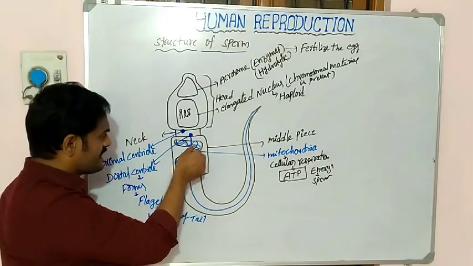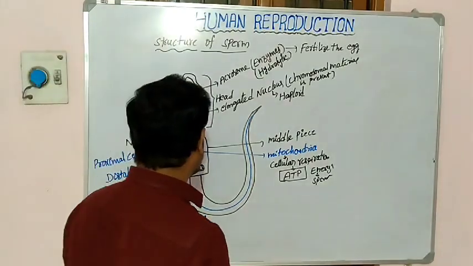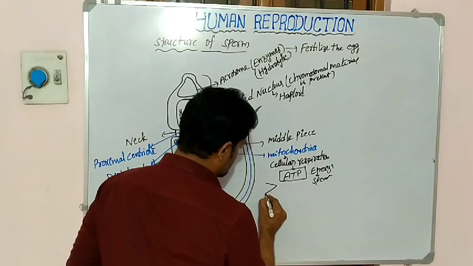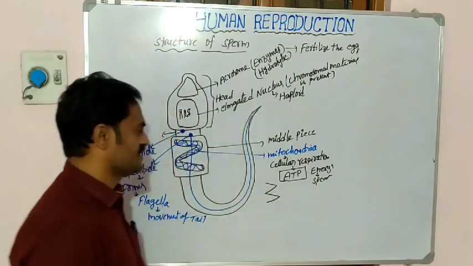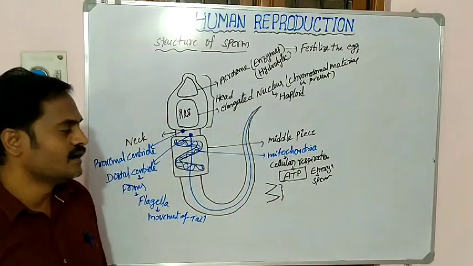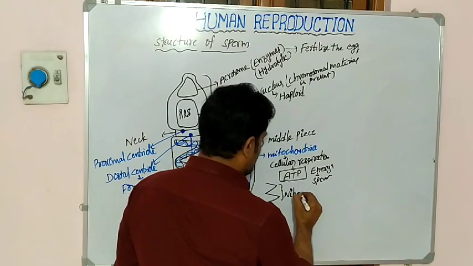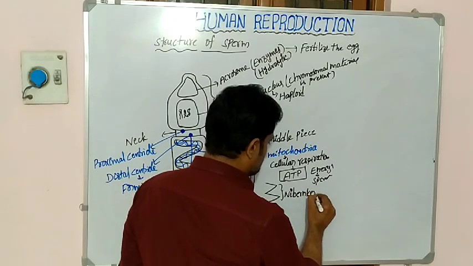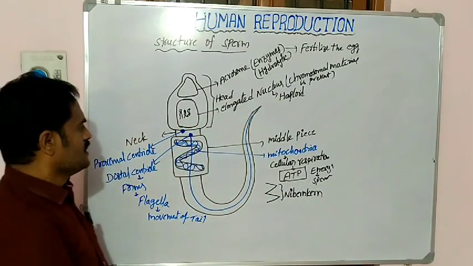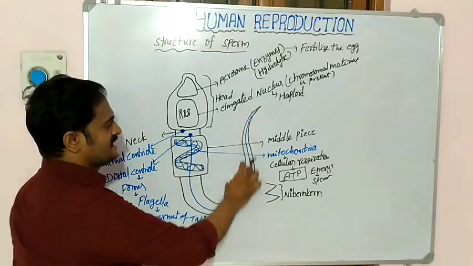This kind of arrangement of the mitochondria is called a Nebenkern arrangement. So they are arranged like this. This kind of arrangement of the mitochondria is called the Nebenkern arrangement. Okay, now coming to the next part, which is called the tail.